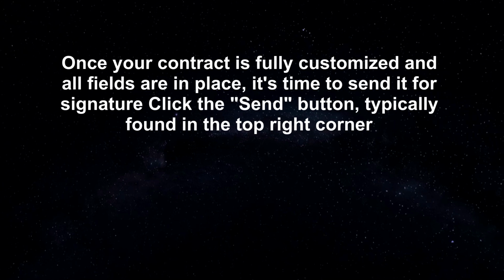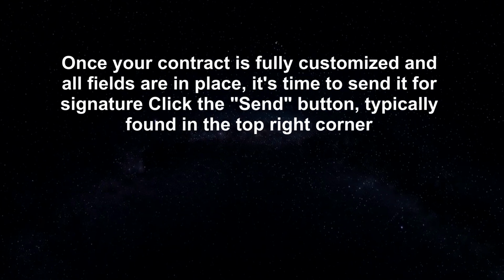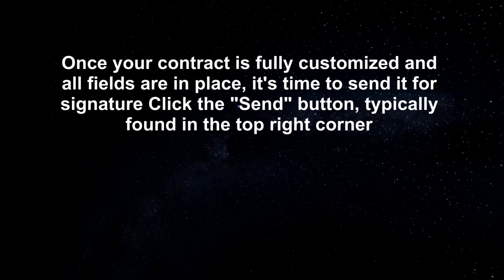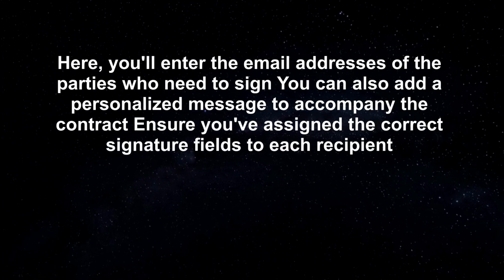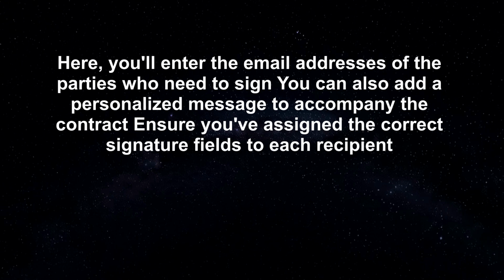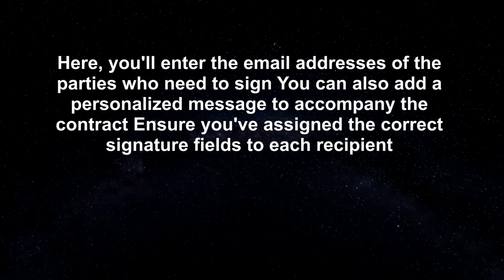Once your contract is fully customized and all fields are in place, it's time to send it for signature. Click the Send button, typically found in the top right corner. Here, you'll enter the email addresses of the parties who need to sign. You can also add a personalized message to accompany the contract. Ensure you've assigned the correct signature fields to each recipient.